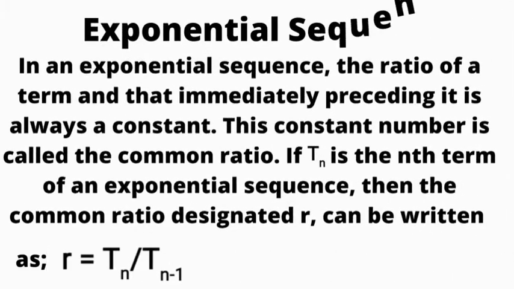Exponential sequence. In an exponential sequence, the ratio of a term and that immediately preceding it is always a constant. This constant is called the common ratio. If T subscript n is the nth term of an exponential sequence, then the common ratio designated R can be written as R is equal to T subscript n divided by T subscript n minus 1.